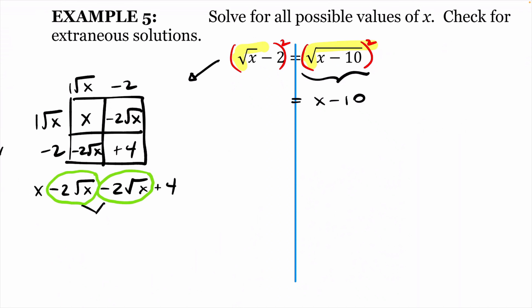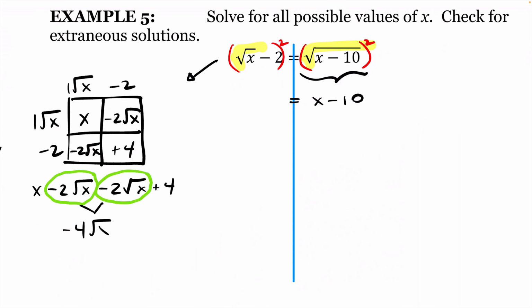If 2 things have the same square root, they're both like terms. So remember, we did this Thursday and Friday. How do I add these 2 together? You keep the square root the same. You just add the numbers in front. -2 plus -2 makes -4. Bring everything else down. And now I can move it back in.